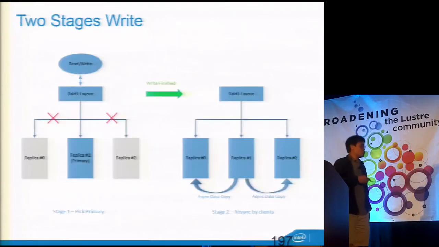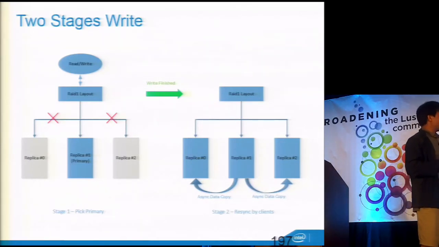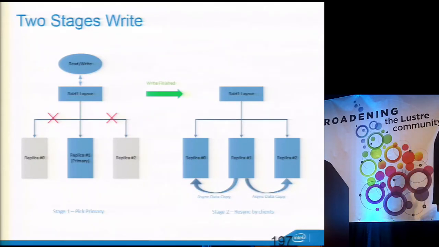Okay, so this is a diagram for two stages write. The picture on the left has a read-write request, and we have a read-one layout. For this specific file, it has 3 replicas, and replica 1 is picked as the primary, and replica 0 and 2 are marked as invalid. So read RPCs cannot go to replica 0 and 2.